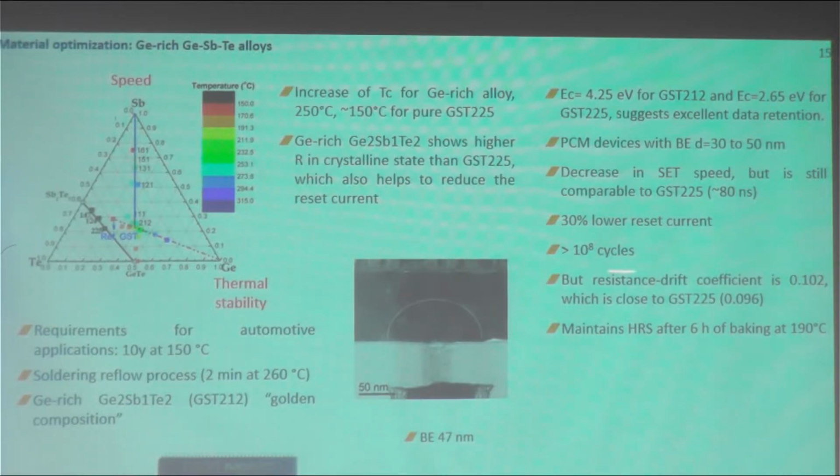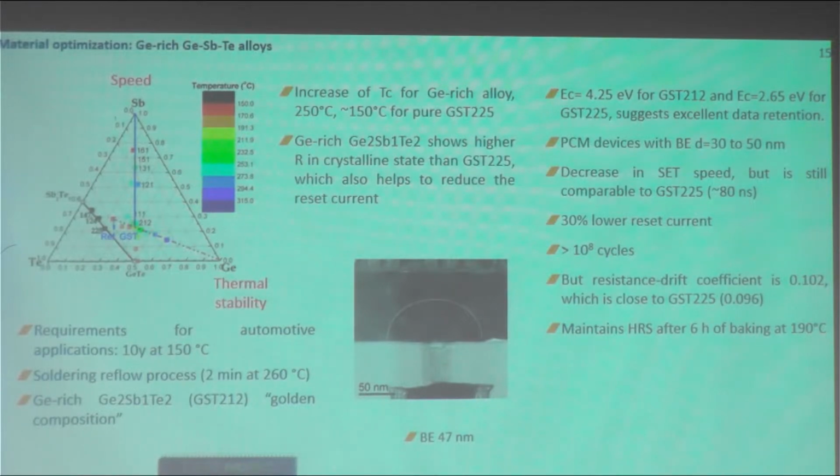Also, very nice, the cycling endurance was 10 to the 8 cycles, but there was also the problem of resistance drift, with a coefficient of 0.1, which is on average the same as GST225, also close to 0.1. So this is one problem with such a composition, but it maintains the high resistance state, the amorphous state, after 6 hours of baking at 100 degrees C, so it is a very stable phase.